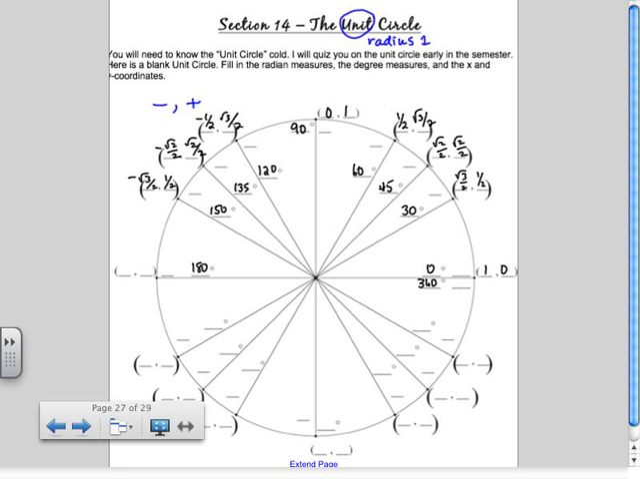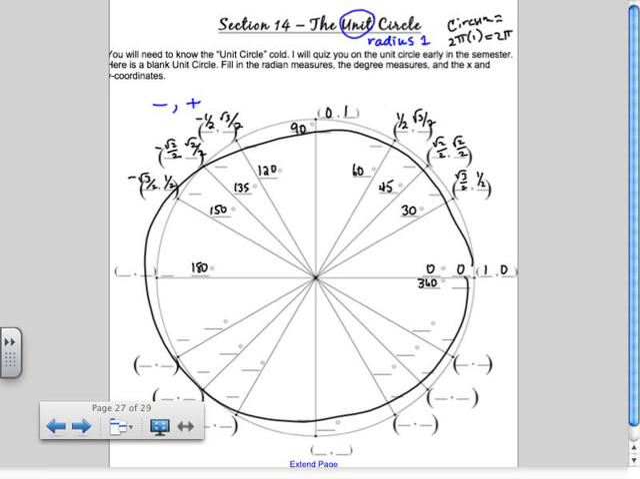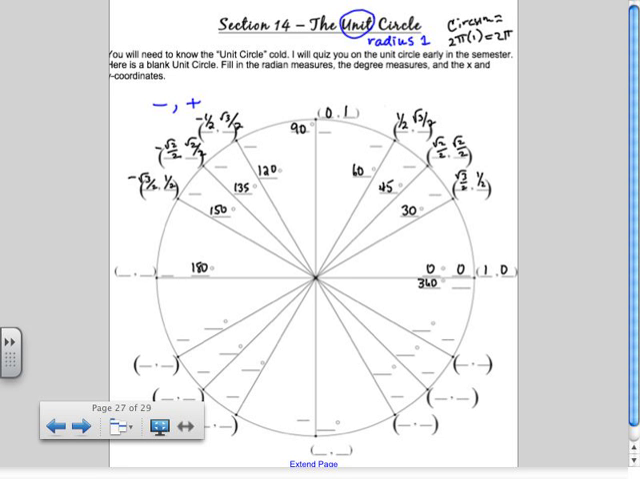All radians is the arc length. So, if you have radius 1, the circumference is 2 pi r, which is just 2 pi. So going all the way around my circle, that would be 2 pi. Going halfway around, I'd get pi. Going a fourth of the way around, I'd get pi over 2. See how this is working? Going an eighth of the way around, I get pi divided by 4, and so on.